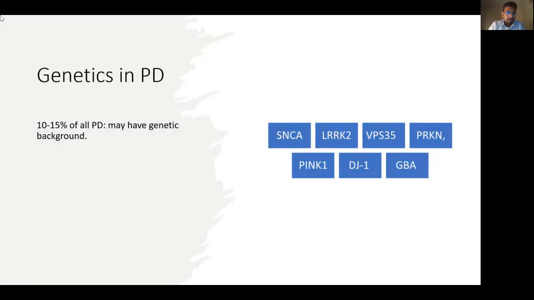Now, among Parkinson's disease patients, only 10 to 15% have a genetic background. There are 7 or 8 genes identified. I have shown these genes in this slide. Probably there is no point in trying to memorize these things, but just keep in mind that 10 to 15% can have a genetic background. Some of these genes are autosomal dominant, some are recessive, so there is no specific pattern. And some of the genetic Parkinsonism starts early, but not all of them, so it's difficult to predict whether it could be genetic or not.